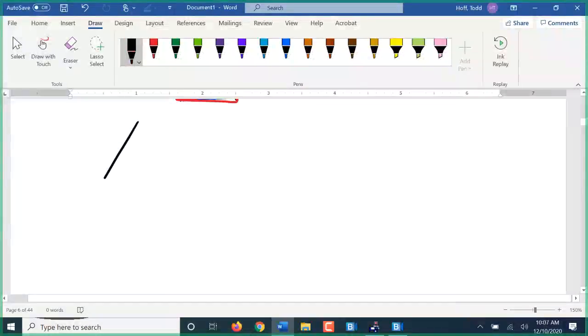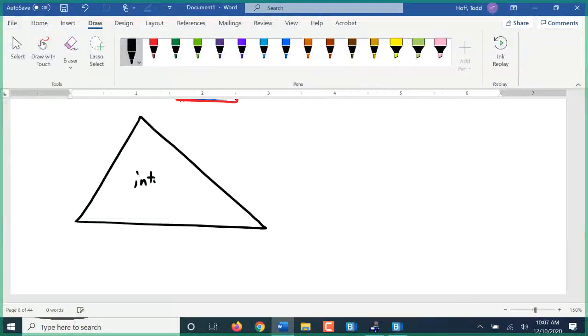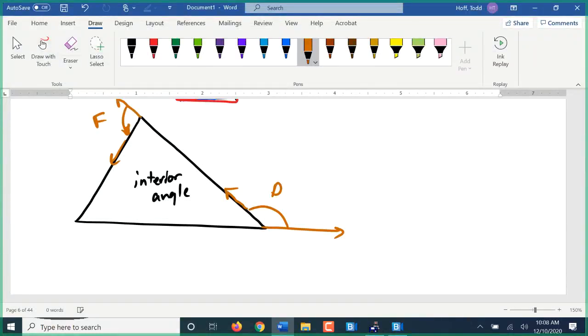A triangle has interior angles, just like parallel lines have interior angles. Well, if I look at the exterior angles of a triangle, if I'm going in this direction here, I make a turn. I'm going to call this angle D. So I turn, so I'm heading now this direction. I get here, I turn here. I'm going to call that angle F, so that I'm heading in this direction. I get here and I turn. I call that angle E, so that I'm heading in this direction.